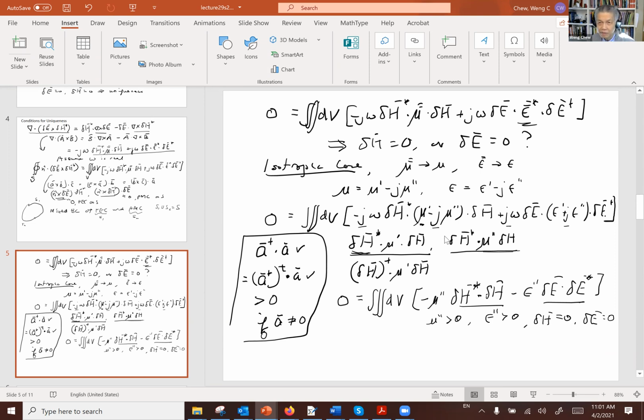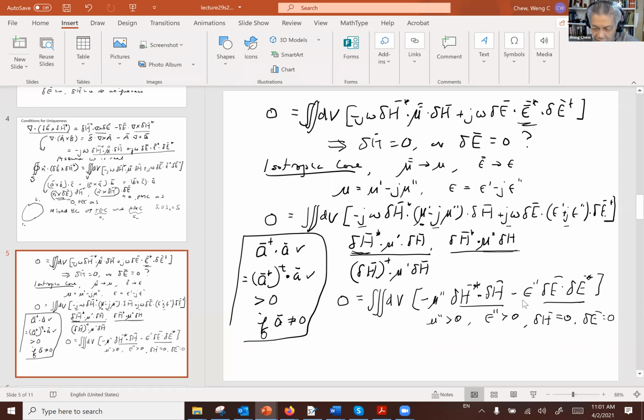Otherwise, you cannot make the claim. If I do not allow a small loss, then if you look at these two terms, they are negative of each other. They have opposite signs. It's only by introducing a small amount of loss that I can take the imaginary part of this equation, or the real part of that equation, to arrive at this equation. Only then could I prove uniqueness. So having a small amount of loss is very, very important in guaranteeing uniqueness of the solution.